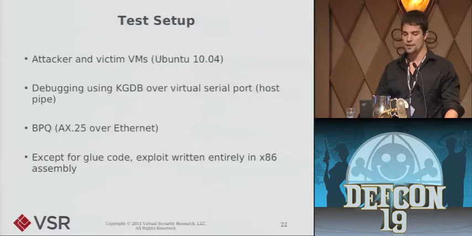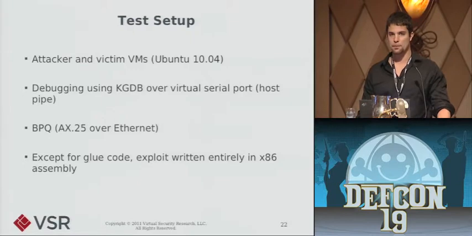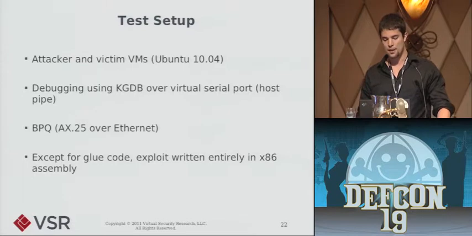For actually doing testing, I just had two VMs. I chose Ubuntu 10.04. The attacker is just a desktop machine. The victim is Ubuntu server because that's a PAE build. For debugging, I just use KGDB. And for the actual networking, I was not sitting in my apartment doing it with radio equipment, driving my girlfriend crazy. I was using BPQ, which is an implementation of AX.25 amateur radio over Ethernet. So my VMs can talk to each other without me needing to buy radio hardware or get a license.